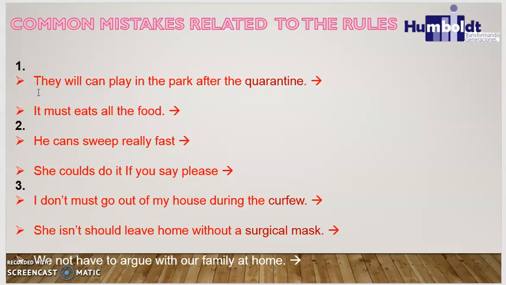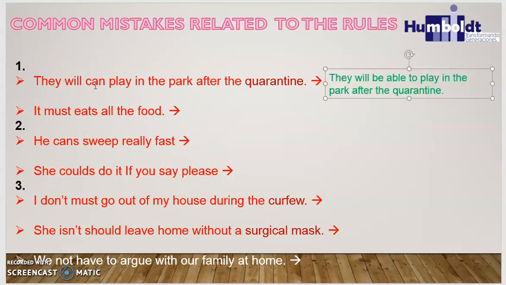The idea is that you remember that we cannot use will with can, because it means like podrán, so we cannot say that. So the correction for this one is, they will be able to play in the park after the quarantine. Alright, so we use will be able to, and we cannot say will can. This is another modal verb, right? So let's analyze number 2.